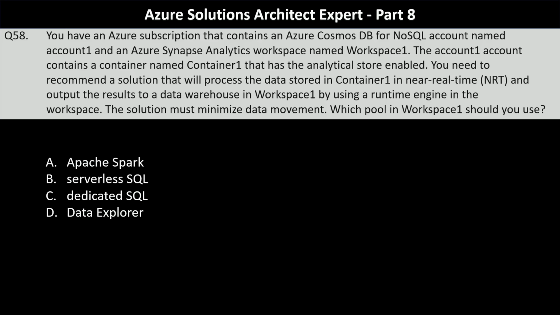And folks, the correct answer here is option A, Apache Spark. Apache Spark is designed for near real-time processing and supports direct querying of data from Cosmos DB's analytical store without needing to move the data. It can effectively handle streaming workloads, large-scale data transformation, and analysis, making it suitable for scenarios where near real-time data insights are required.